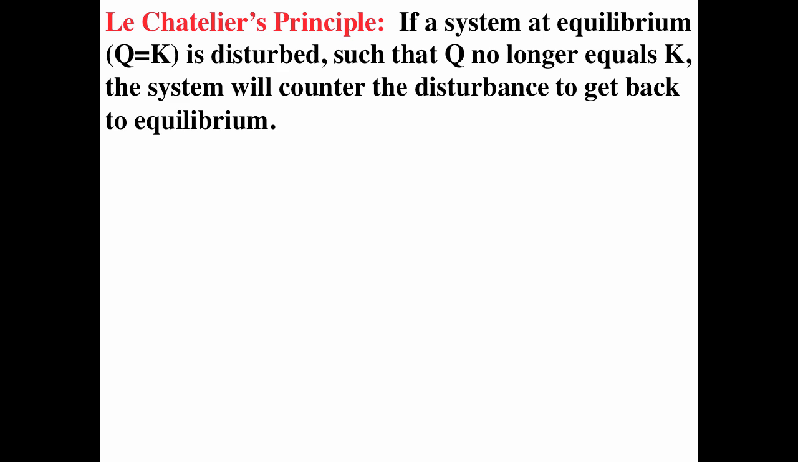Now we can state Le Chatelier's principle: if a system's at equilibrium, meaning Q equals K, and you should remember Q is the reaction quotient, it changes as the concentrations change. K is the equilibrium constant. It's constant for a specific reaction at a specific temperature. And so if a system's at equilibrium and then it's disturbed such that Q no longer equals K, the system will counter that disturbance to get back to equilibrium.